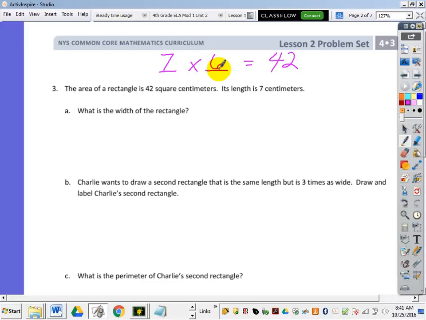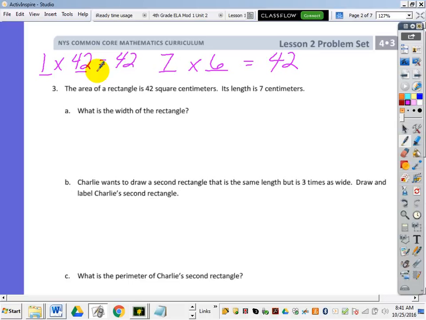Now, we also could have one that says 1 times 42. Length and width would make 42 this way. So let's make sure we rule this one out. Let's see with that one. Okay, the area of a rectangle. I know which one to rule out.